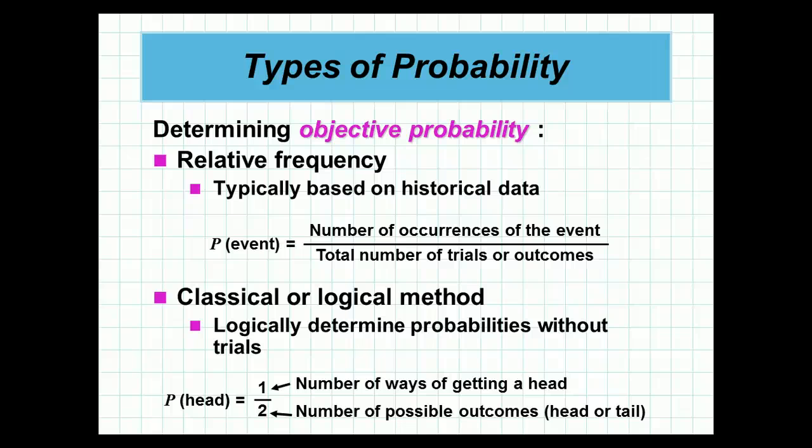Now we also have a classical or logical method that we can use to determine probabilities that don't have trials. For example, when we're flipping a coin, we don't need to create a number of trials to get the probability of getting a head or a tail. It's 1 out of 2. So when we don't need to do trials, we can use that classical or logical method of determining the objective probability.